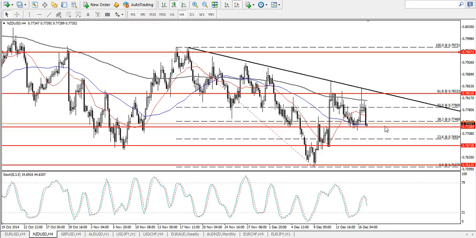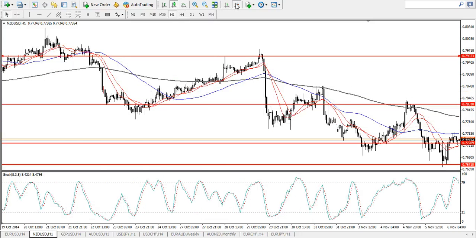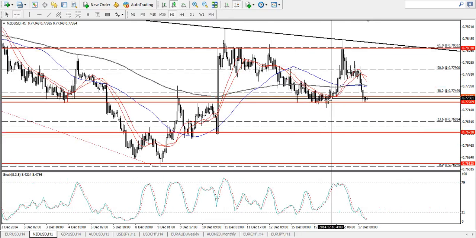If we're going to look at the downside, if it breaks below, then the next level we can look at is 0.7671, followed by 0.7612, which is the previous low. And of course, at this point of time, zooming to 1-hourly charts, a range might form over here.